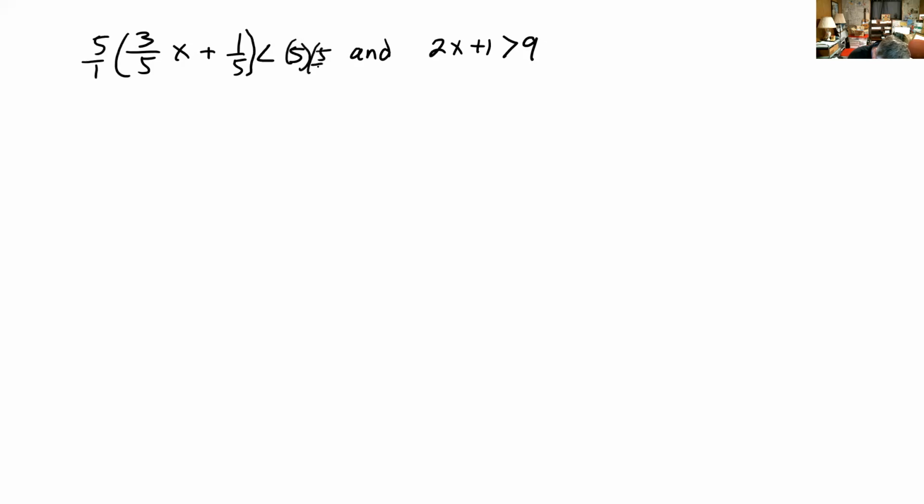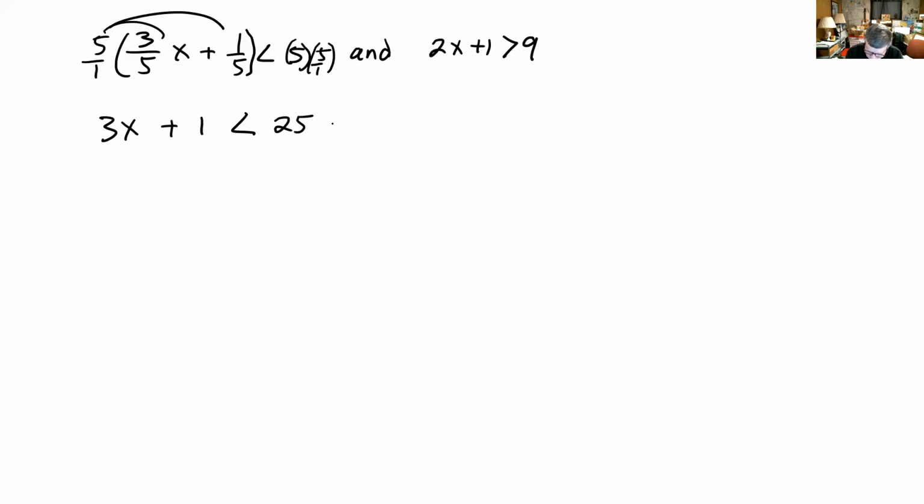Let's say we've got this situation. 3/5 x plus 1/5 less than 5, and 2x plus 1 greater than 9. So again, we need to solve each inequality. The one on the left has fractions. The least common denominator is 5. So I'm going to multiply both sides by 5, or 5/1. So 5/1 times 3/5 x, the 5s would reduce down and we'd have 3x. 5 times 1/5, the 5s would reduce down to 1 and we'd have +1. On the right side, we'd have 25.